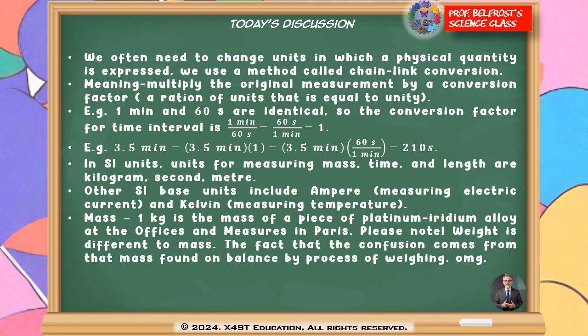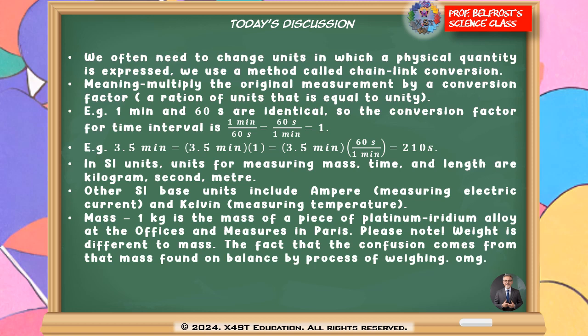We also need to change units in which a physical quantity is expressed, so we use a method called chain link conversion. What's the meaning of chain link conversion? It basically means that you multiply the original measurement by a conversion factor. What is a conversion factor? It's a ratio of units that is equal to unity. It means that though these two physical quantities have different numbers and different units, they are actually identical.